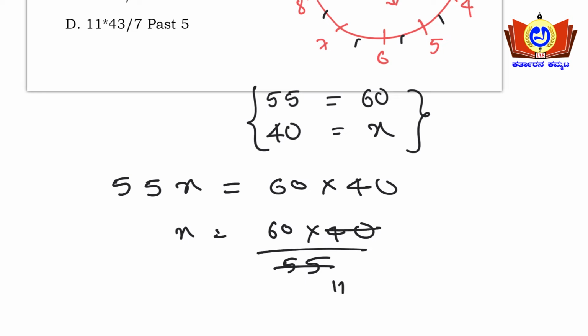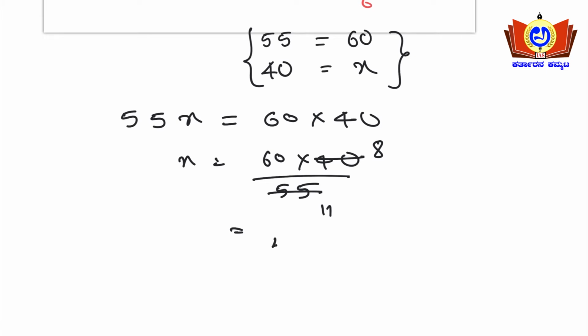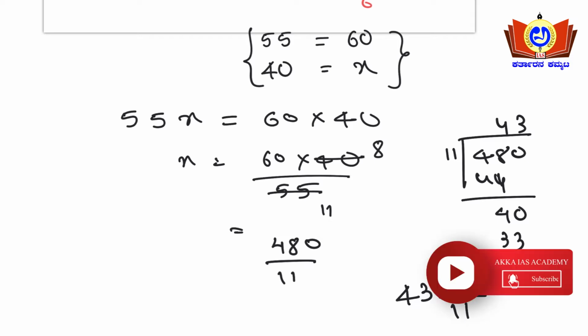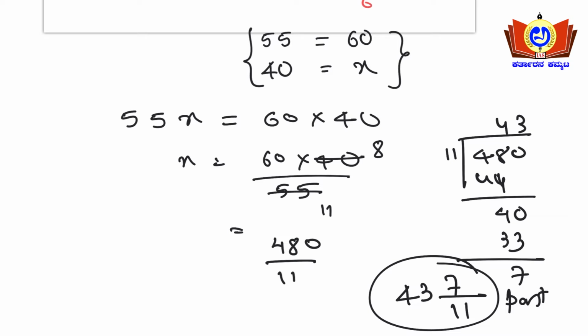5 11 times, 5 8s are 40, so 480 by 11. Dividing, 11 4s are 44, 4 is remaining, and 11 3s are 33, and 7 is remaining. This can be written as 43 7 by 11 past 5.